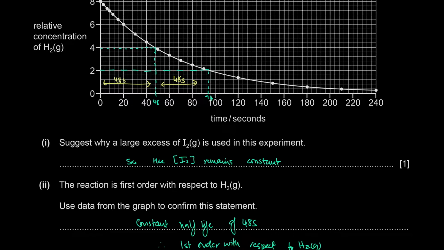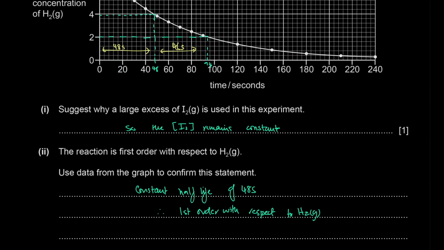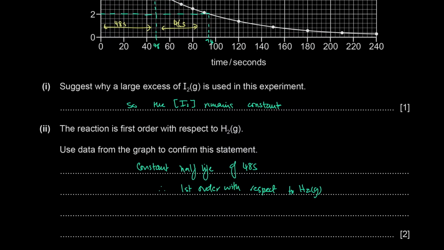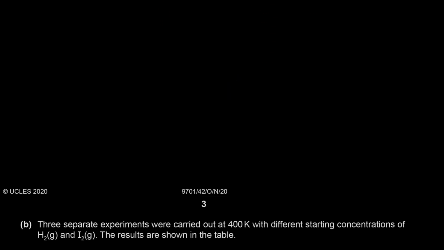48, 47. There's a range of answers that they'll accept over here. So we've just said 48, that's fine. In this particular question, you get a mark for drawing these construction lines and showing your working on the graph for the half-life, and then also for stating that the constant half-life means that it's first order.